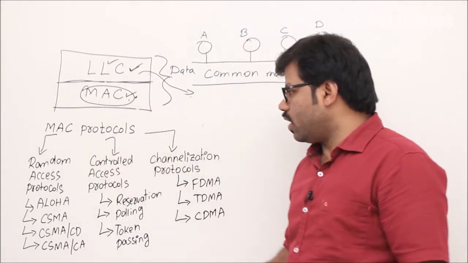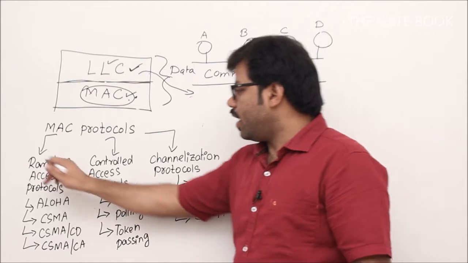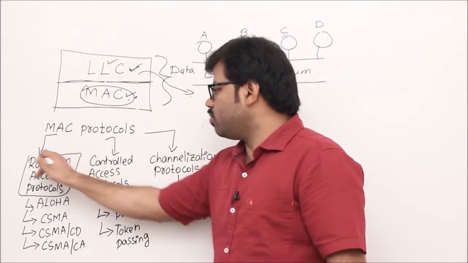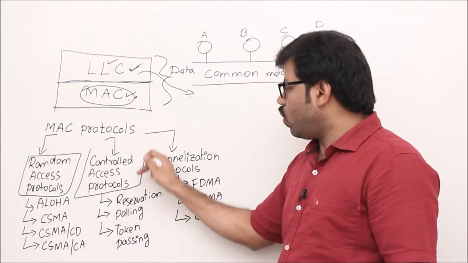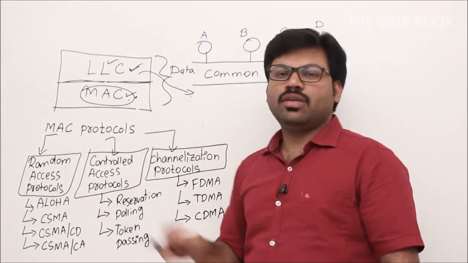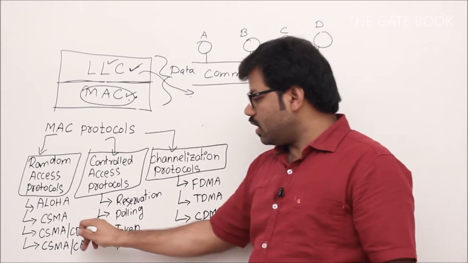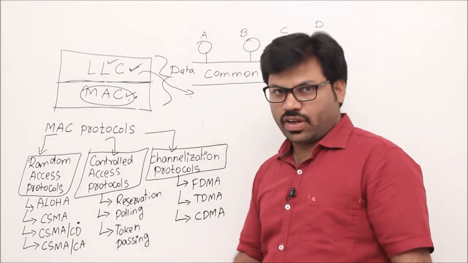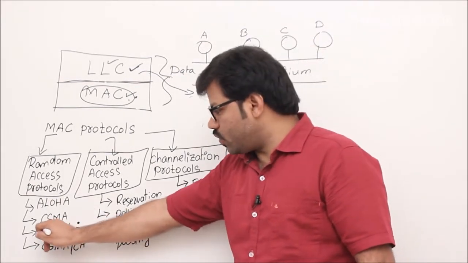So MAC protocols are of three kinds. Random access protocols, so I am just categorizing, okay. Controlled access protocols, channelization protocols. In the GATE syllabus we have especially CSMA CD. That means we directly have this one in the syllabus.